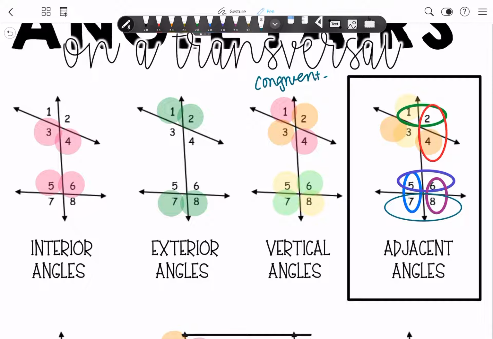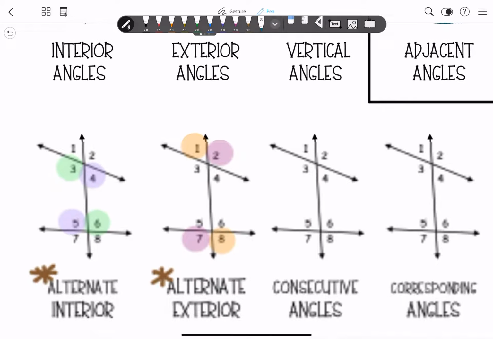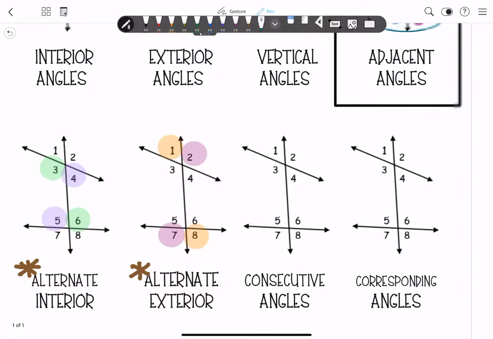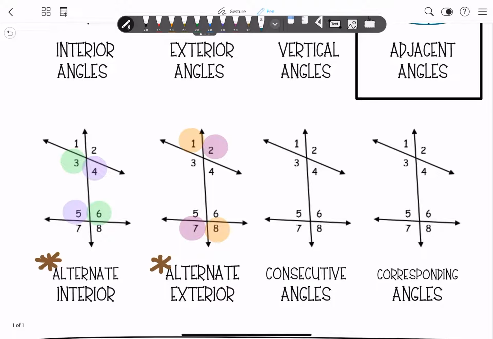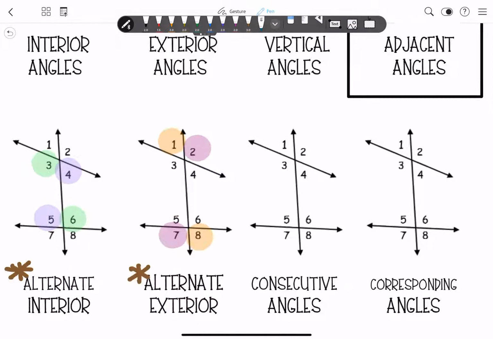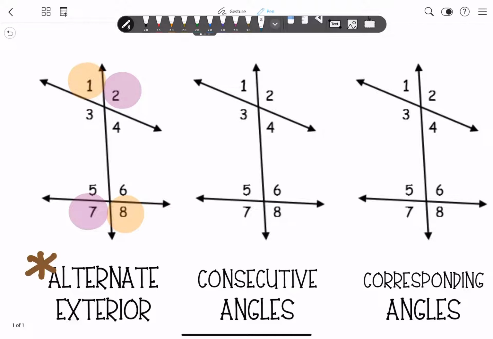Pretty much these two are linear pairs, and we're just looking at it across the transversal. All right, now let's talk about consecutive angles. Consecutive angles are on the inside. Typically they're interior angles, and some people will also say consecutive interior, but you won't always see it like that.